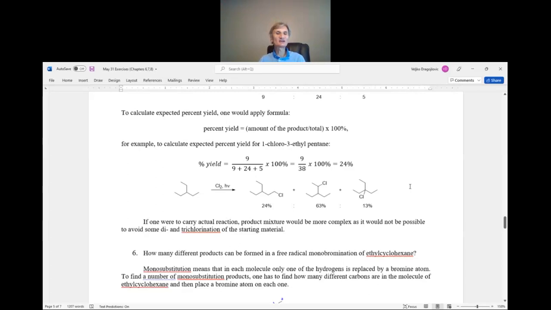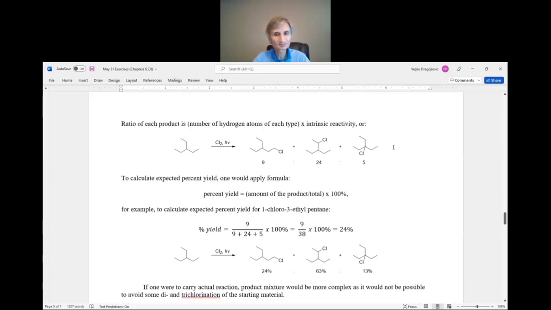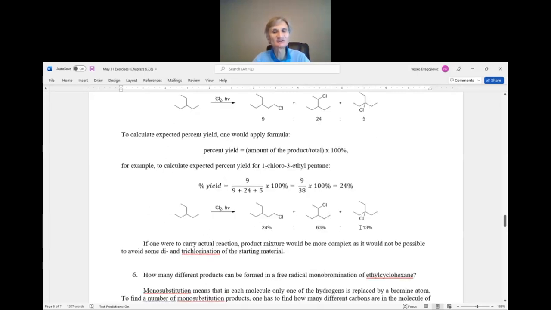Of course, if you carry out the actual reaction, it's unlikely that you would get only monochlorination. There would be other byproducts like dichlorination and so on, and some reaction termination products. But this is an idealized case, and that's what you would be expected to do on the test. On the test, most likely, you will only have to report ratios. But you could be asked to calculate percent yield, depending on how much time I give you for the test. I calculate how much time you're expected to spend on each question, and if there is enough time, I may ask you to do a percent yield calculation.